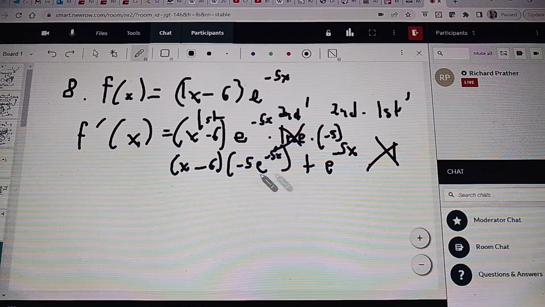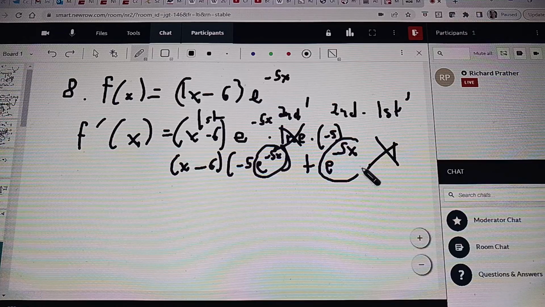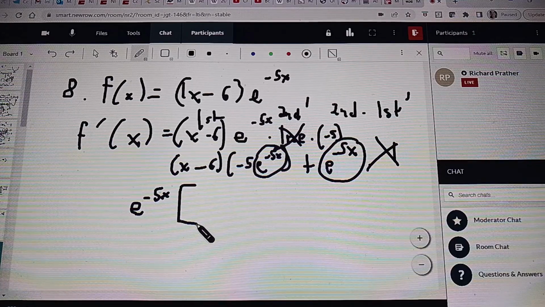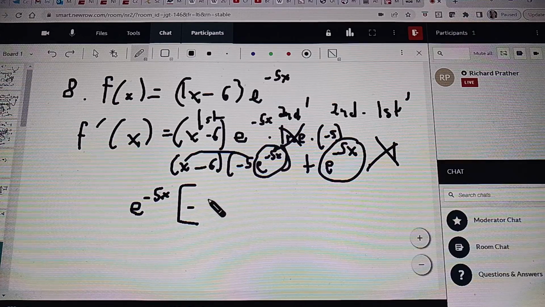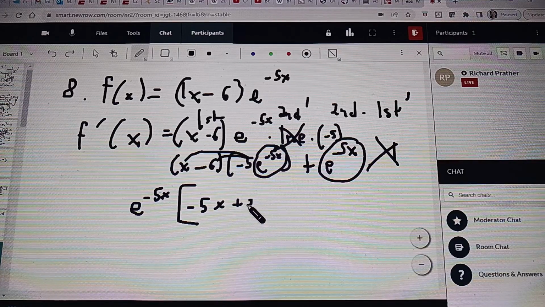So here's the derivative function right here. And it has a GCF of e to the -5x. So I could pull that out front, e to the -5x. I could distribute this and get -5x plus 30. And then when you pulled this e to the -5x out, it would be plus 1.